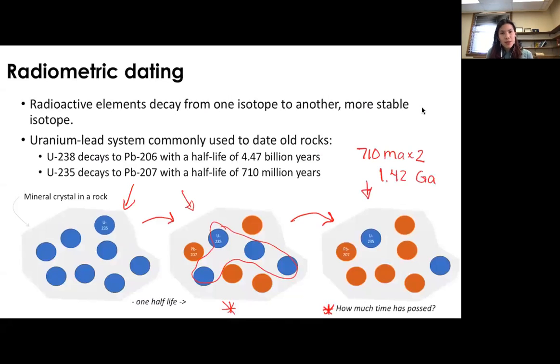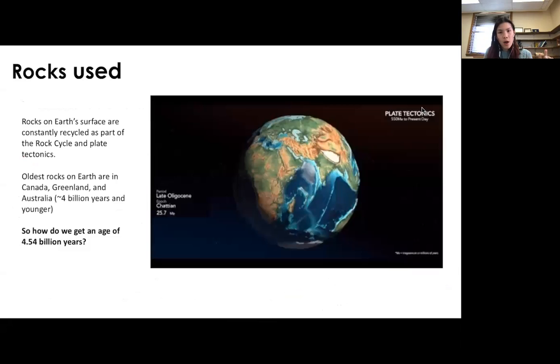So this method of radiometric dating has been used to date the age of the Earth because, using the uranium-238 system, we only need about 1 half-life to get to the age of the Earth. Using the uranium-235 system, we would need about 6 to 7 half-lives to get to the age of the Earth. So this allows us to look at a variety of rocks, measure the uranium, and figure out how old they are. However, the question becomes, what rocks do we use?